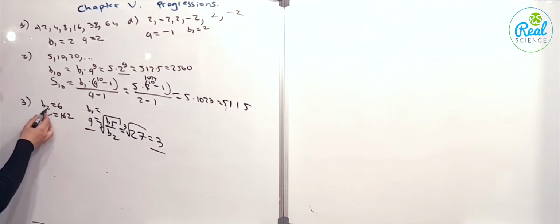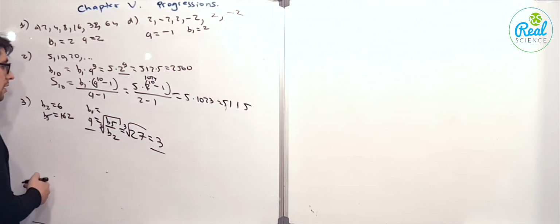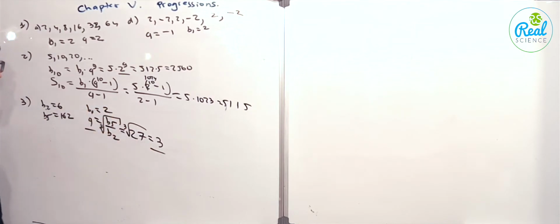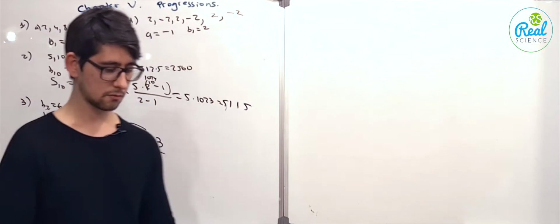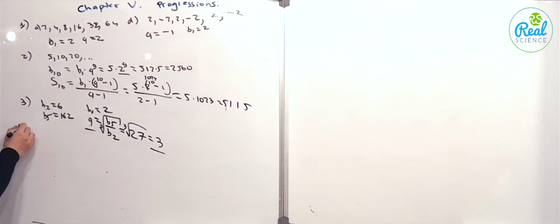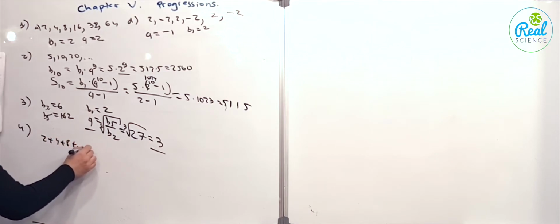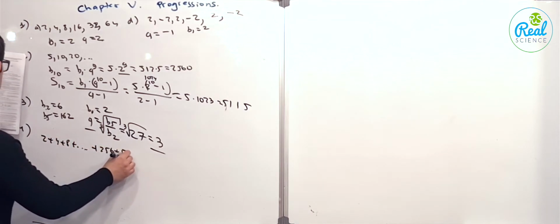If you divide B2 by B1, you get Q, right? It means you have to divide B2 by Q to get B1. It means 2. Okay? Next: 2, 4. What is the sum? 2 plus 4 plus 8 plus etc., plus 256 plus 512.